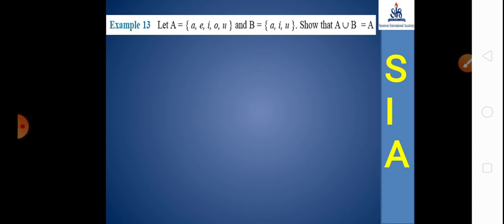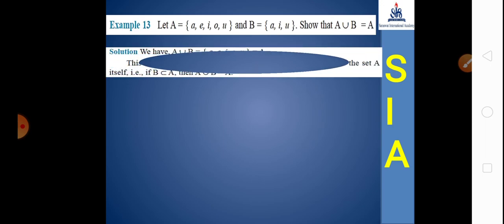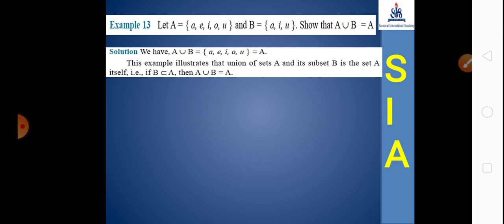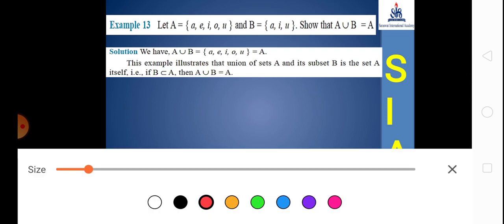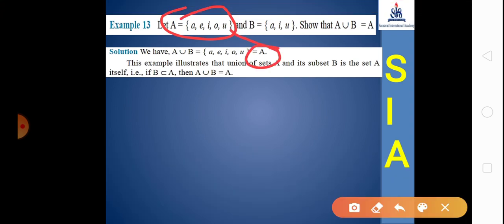Example 13. Show that A union B is equal to A. Very easy. Set A is given as {a, e, i, o, u} and B is given as {a, i, u}. You just apply A union B. So one more time, students: A union B means write all elements of A, all elements of B, but without repetitions. Repetition is not allowed in A union B. So your answer is {a, e, i, o, u}. It means the original set A. This is your original set, already present here. That's why I wrote our answer: A union B is equal to A.